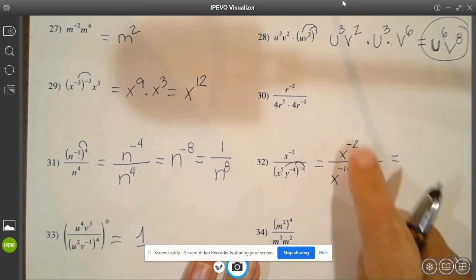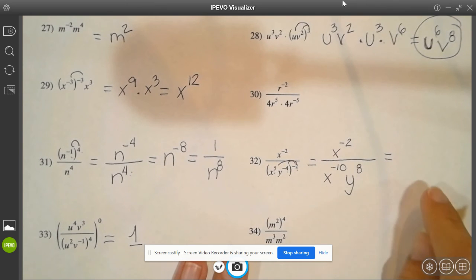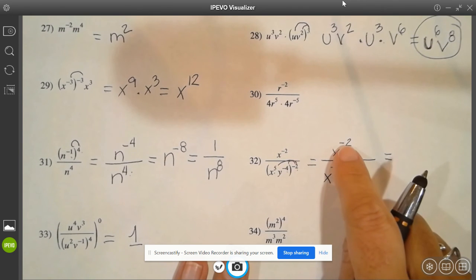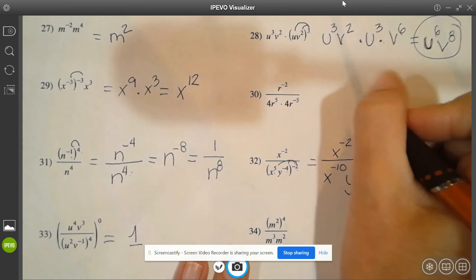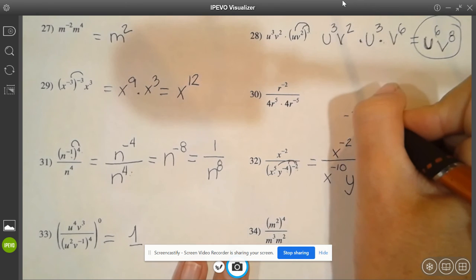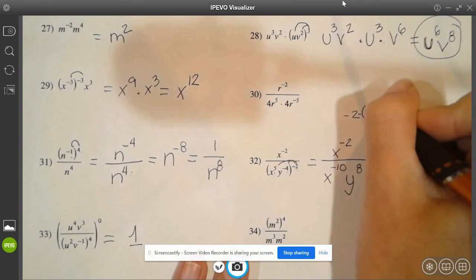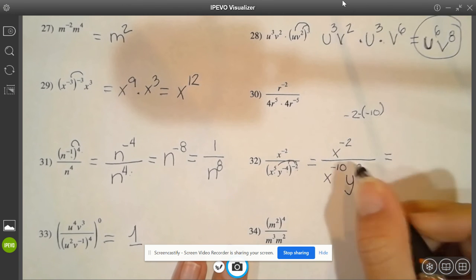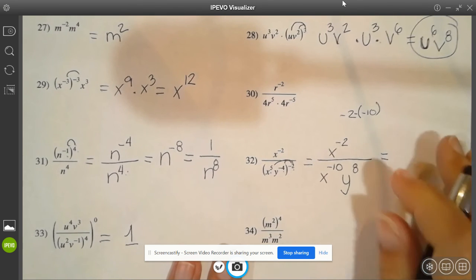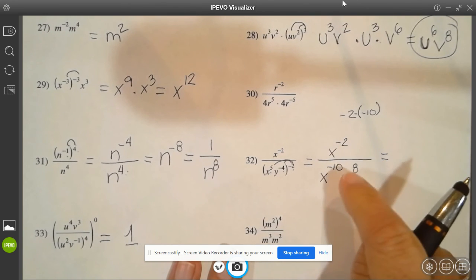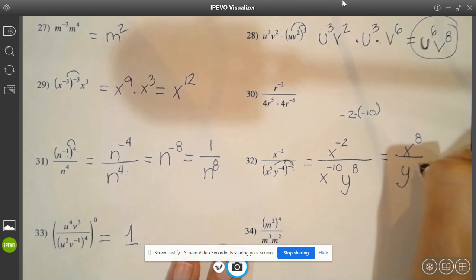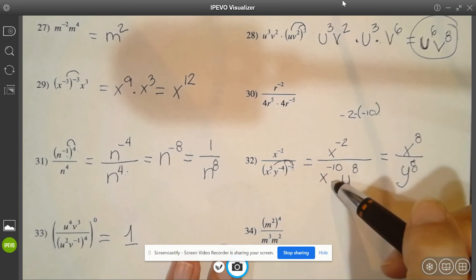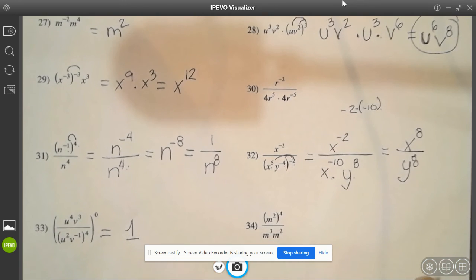But this one needs to change because we don't like negative exponents, right? But we have negative 2 minus 10. So that's negative 2 minus negative 10. So that's plus, right? So that's the total 8. Because it's positive, we're going to leave it on the top. So that's x to the 8th power over y to the 8th power. If the answer was negative, then you put it down below with the y.